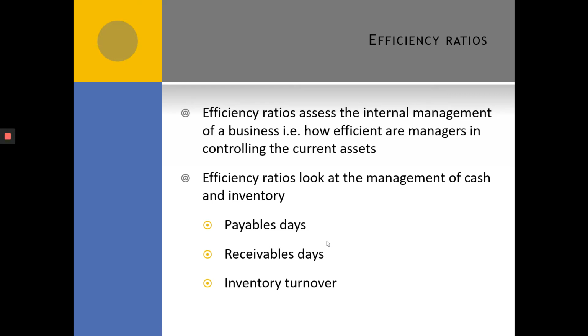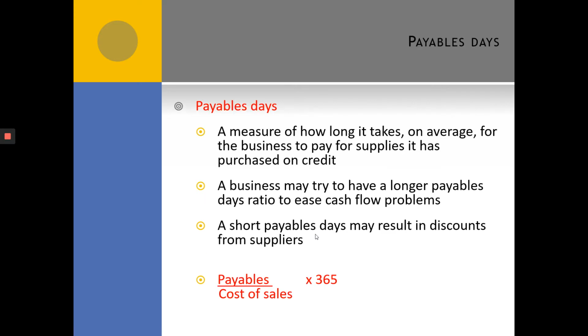So there are three ratios that we're going to be looking at today. And these are payable days, receivable days and inventory turnover. Okay, so the first one we're going to be focusing on is payable days. Payable days is a measure of how long it takes for a business to pay for any kind of goods that it has purchased on credit.